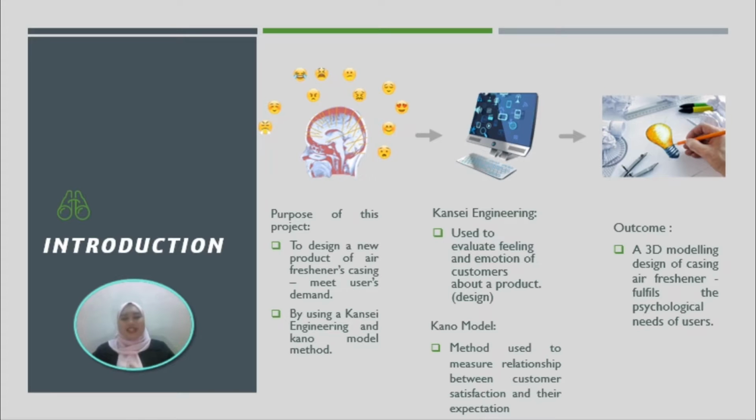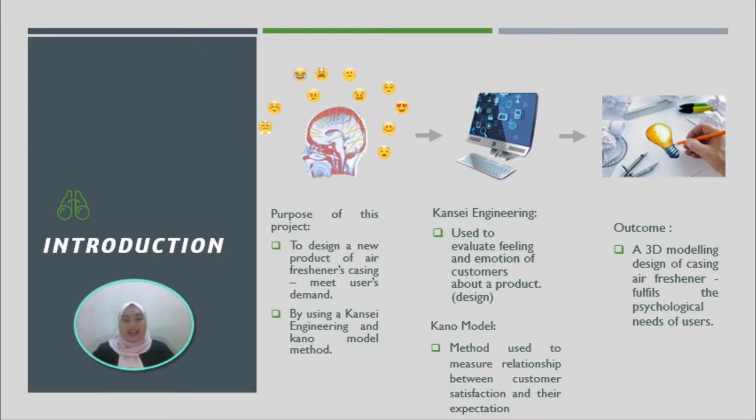Okay, let's get started by giving you some information about product design that exists in this world. Not all of them follow customer requirements or customer demand, but some of them are just an idea from a designer to be produced by a company or factory. So the purpose of this project is to design a new product of air freshener casing that meets user's demand by using KANSEI engineering and the Kano model method.